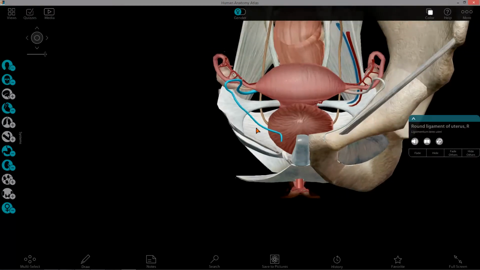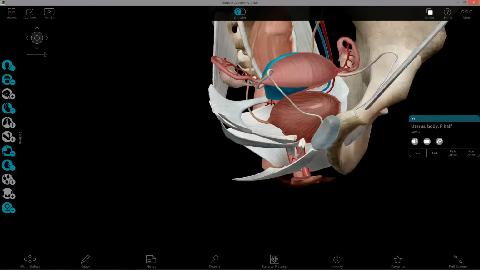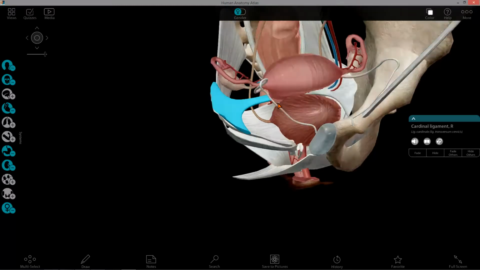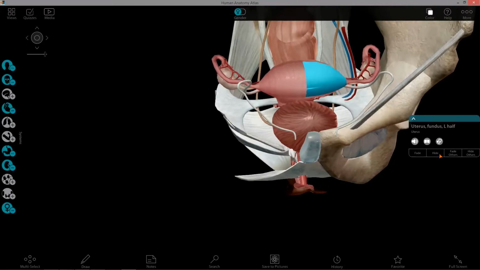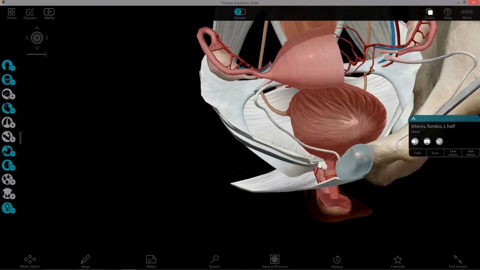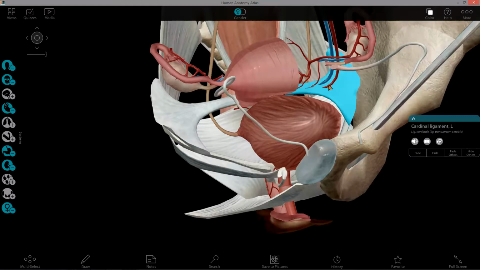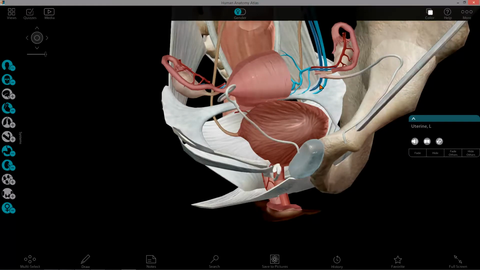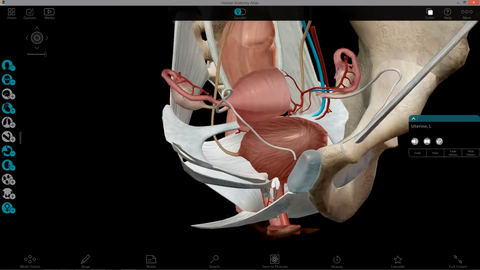The last ligament I wanted to talk about is the cardinal ligament, seen here and here, anchoring the uterus to the lateral walls of the pelvis. The cardinal ligament is a triangular ligament that fixes the uterus to the lateral walls of the pelvis and transmits the uterine artery and vein. You can actually see that, if I hide, say, half the uterus, on the right side of the model. Here is the cardinal ligament, and you can see it transmitting the uterine artery and the uterine vein, highlighted here and here.